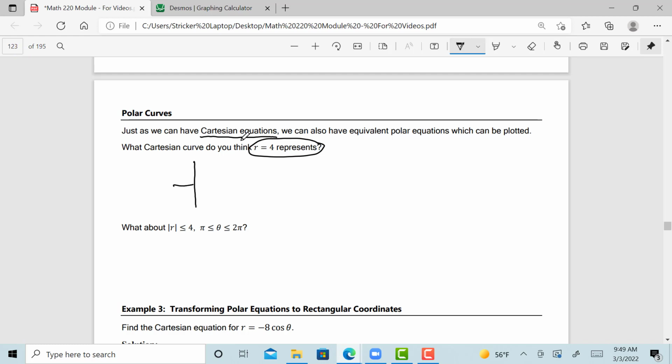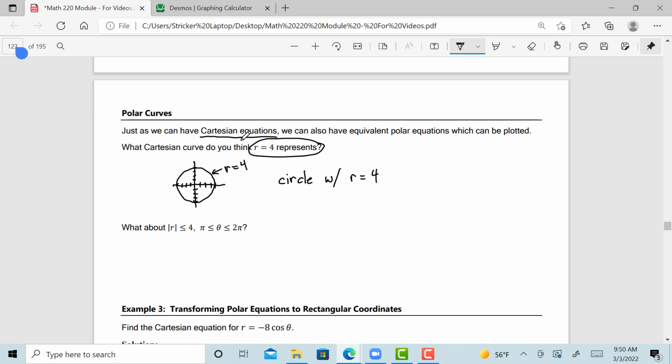So if we draw a circle here of radius 4, every point on that curve is a distance of 4 away from the origin. So anytime you have r equals a constant, it's always going to be a circle. And in this case, it's a circle with radius equal to 4. Okay, so what about the next one?